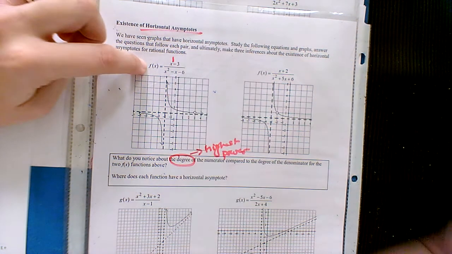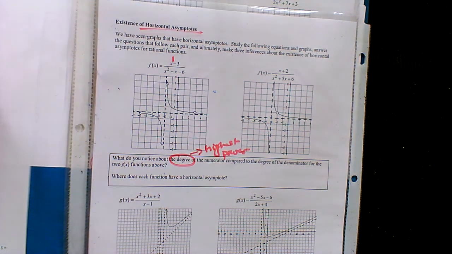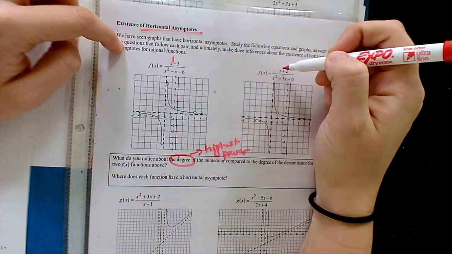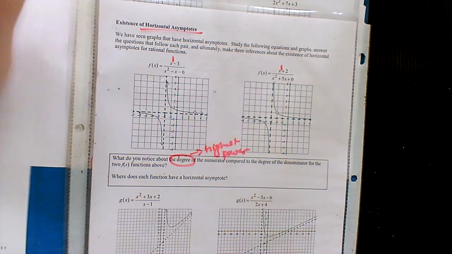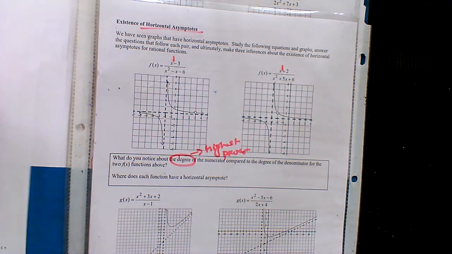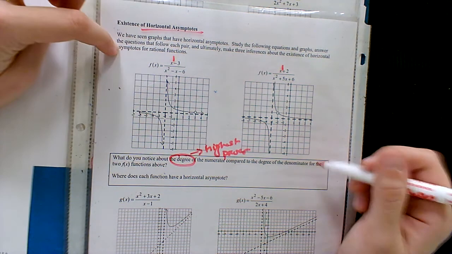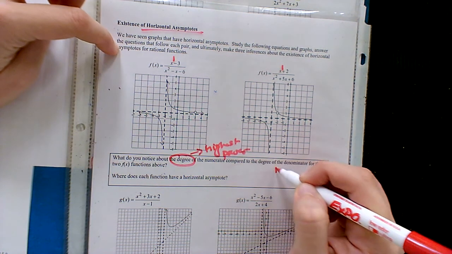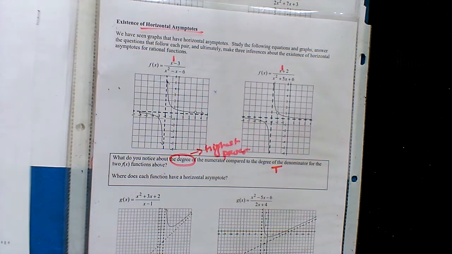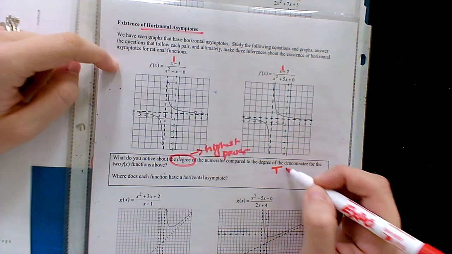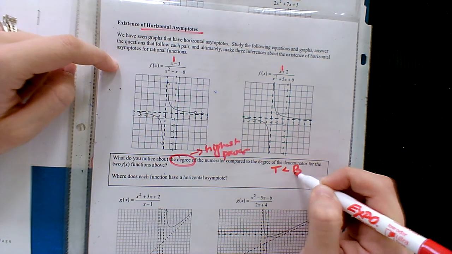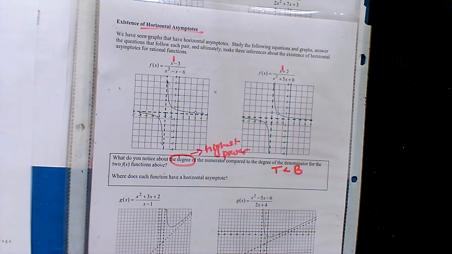1, because it's linear. And what about the degree of the bottom? 2, because it's quadratic. Okay, same thing's going on for the second example. 1 over 2. So for both of these, I'm going to write off to the side here. The top degree, I'm just going to abbreviate T, is less than the bottom degree. Okay, top is less than bottom.